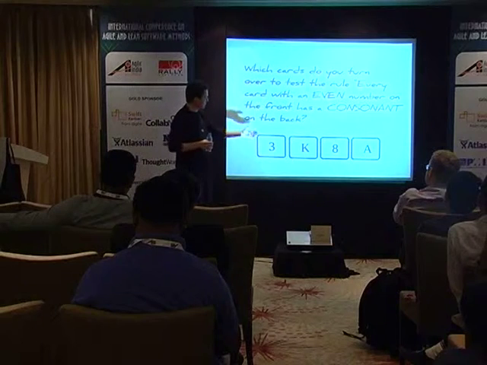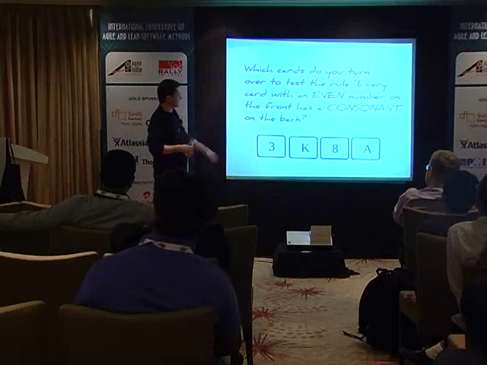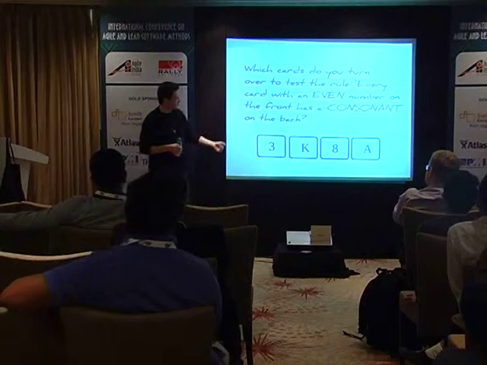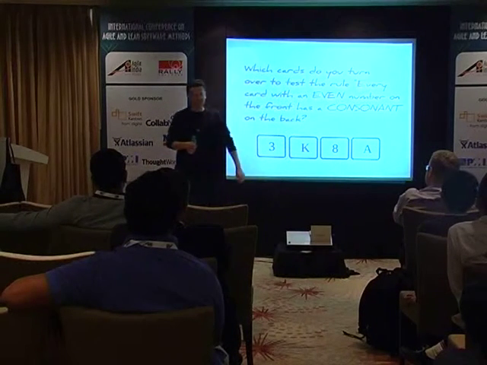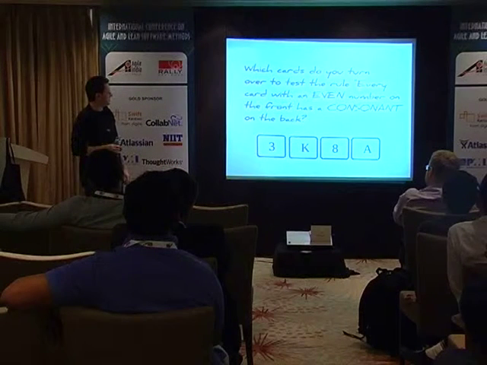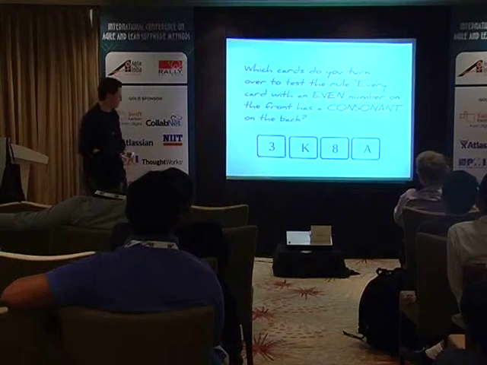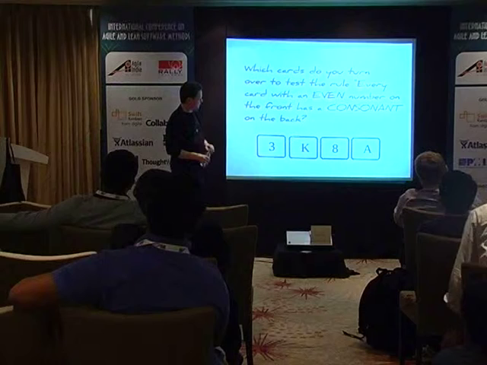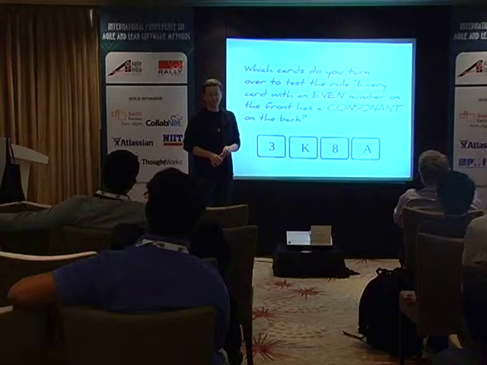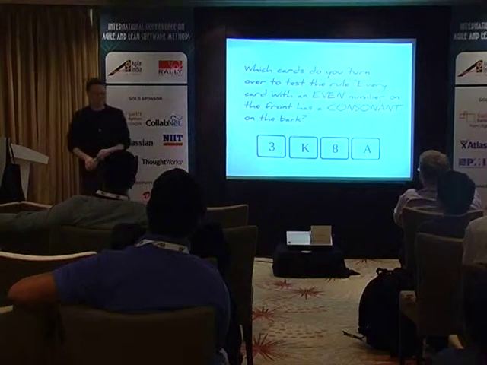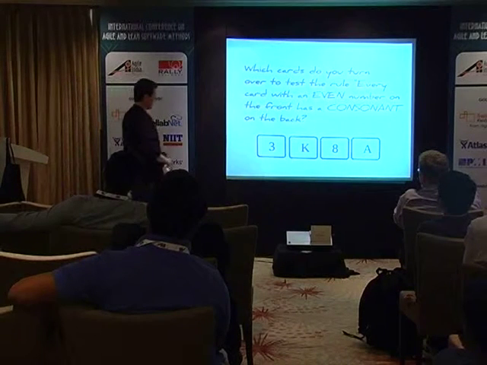Do you need to turn over the three? No. Because it's not an even number, so it doesn't matter what's on the other side. The rule only talks about even numbers. So we do need to turn over the 8, because if it has a vowel on the back, then the rule is disproven. Do we need to turn over the K? Yes, no, yes, no. Make up your minds. No, we don't. Because whatever is on the other side will only confirm the rule.